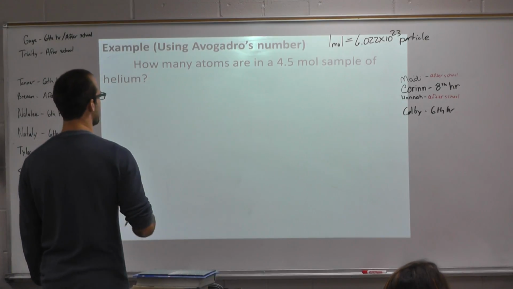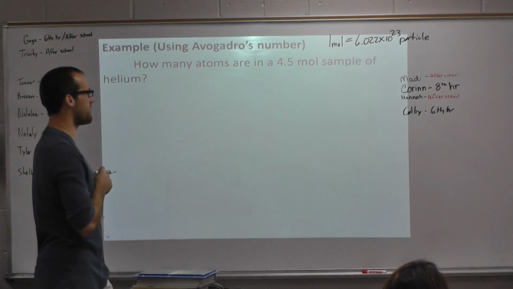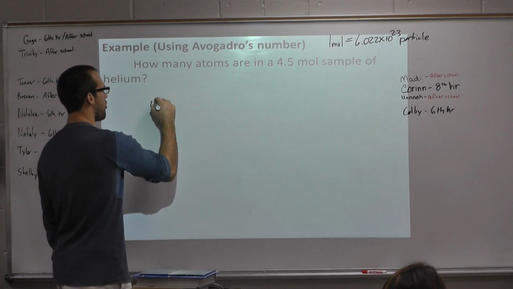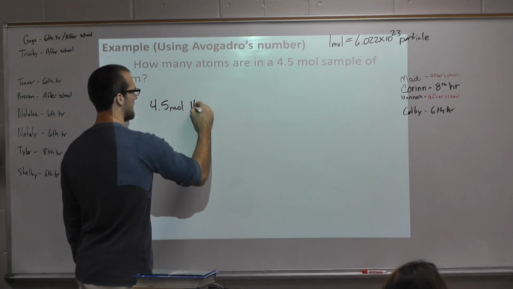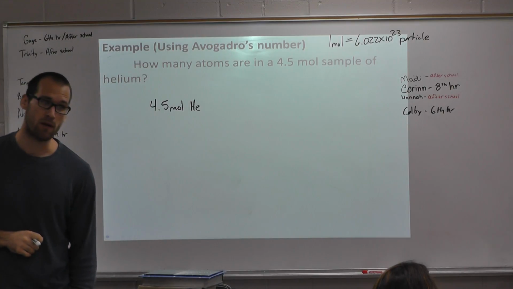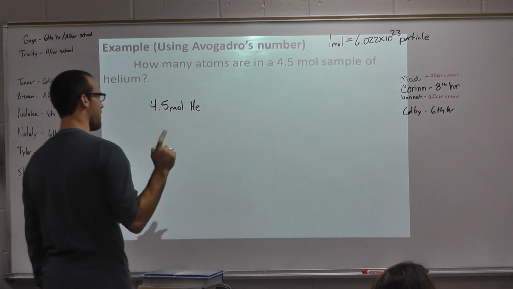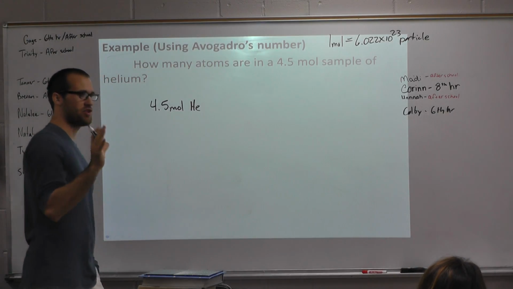Okay, so now notice, it says, how many atoms are in 4.5 moles of helium? So I have 4.5 moles of helium. Now I know how many atoms are in 1 mole of helium. You've got to multiply it by 6.022 times 10 to the 23rd. Be careful. You're right in this context, but it could be different. Let me show you what I mean.